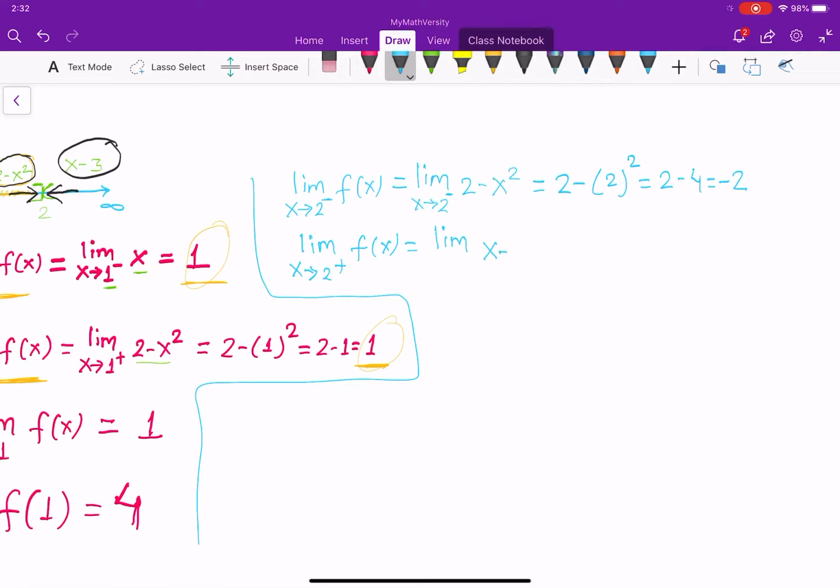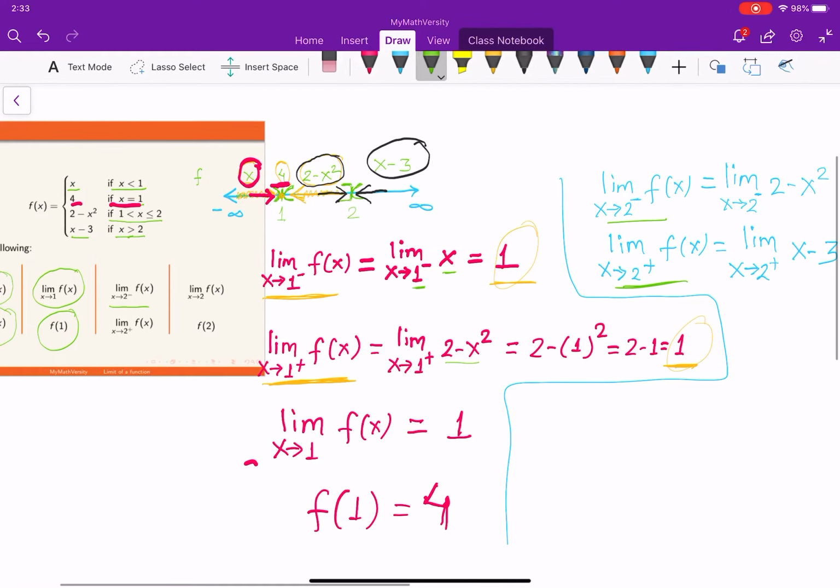Just need to replace the function by x minus 3, and let's go closer and closer to 2 from the right side. Again, this is a polynomial, so replace x by 2 by the direct substitution property, and then we just get that as negative 1. Interesting result here. You can see here the left side limit was negative 2, right side limit we just figured out as negative 1.